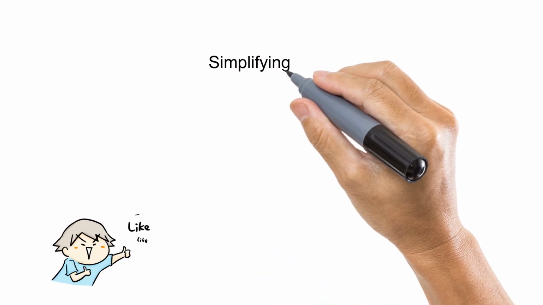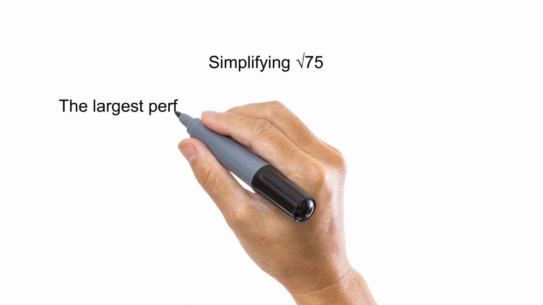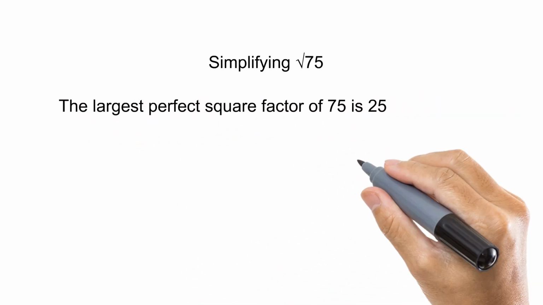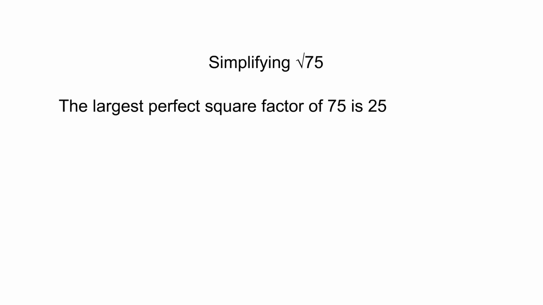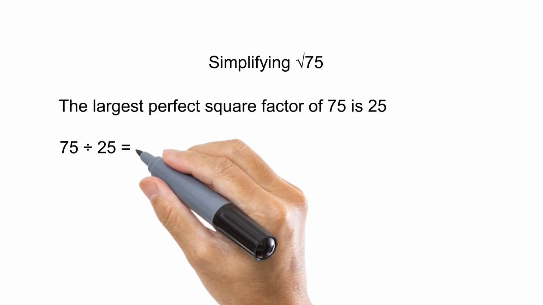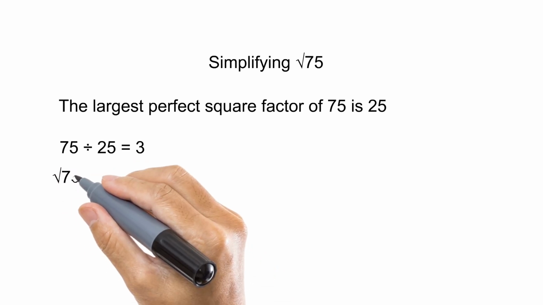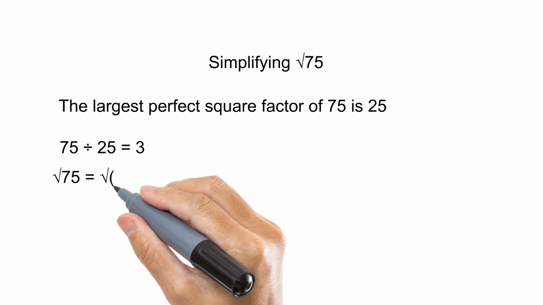Example 2, simplifying the square root of 75. Step number 1, find the largest perfect square that divides 75. The largest perfect square factor of 75 is 25. Step number 2, divide 75 by 25. 75 divided by 25 equals 3. Step number 3, now we have the square root of 75 equals the square root of 25 multiplied by the square root of 3.